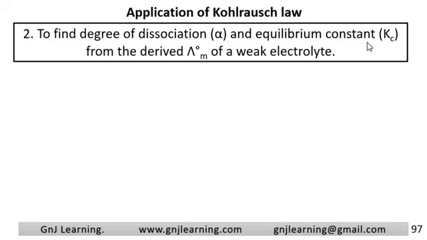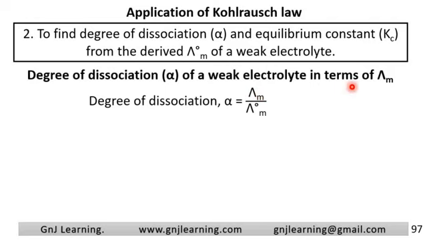And the equilibrium constant can be derived from lambda m0 of a weak electrolyte. Let's see how. The degree of dissociation of a weak electrolyte in terms of lambda m is given like this: alpha is equal to lambda m divided by lambda m0, molar conductivity divided by limiting molar conductivity. Alpha should always be a fraction. At most, for a strong electrolyte, it can be 1, whereas for a weak electrolyte it is always less than 1.